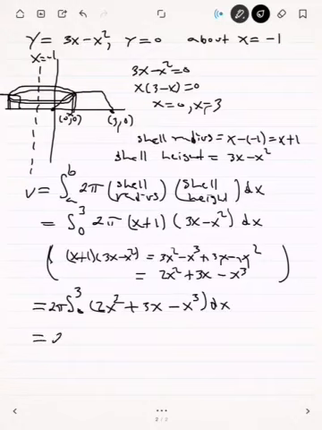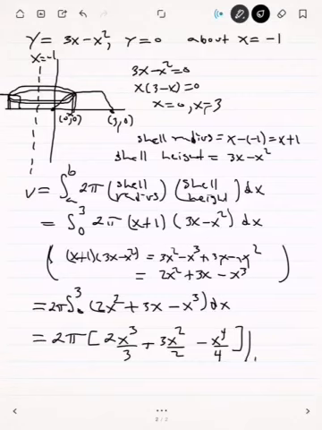After that, you just integrate. So integrating 2x squared, you get 2x to the third power divided by 3, plus 3x squared divided by 2, minus x to the fourth power divided by 4. And then you just plug in the 3 right there. So that gives you 45 pi over 2.